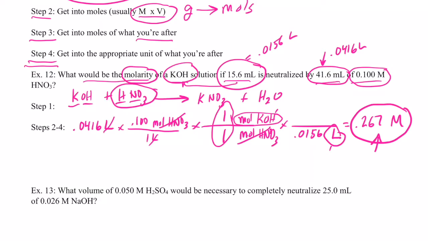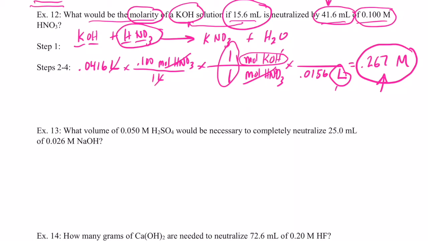Now, it's one of the most common titrations we're going to do. In fact, in the video I have coming up for you in just a minute, that's what we're going to do. Alrighty, let's do one more problem before we go to that video. Let's do example 13. This says, what volume of 0.050 molar sulfuric acid is needed to completely neutralize 25 milliliters of 0.026 molar sodium hydroxide? Now, you do step 1 by yourselves, then come back to the video and see if you did it properly. Okay? See you in a second.